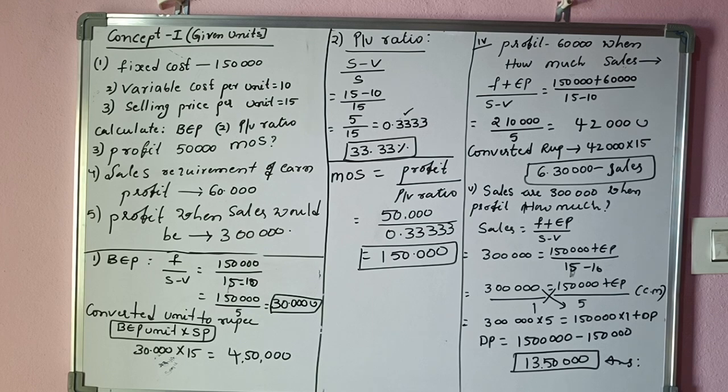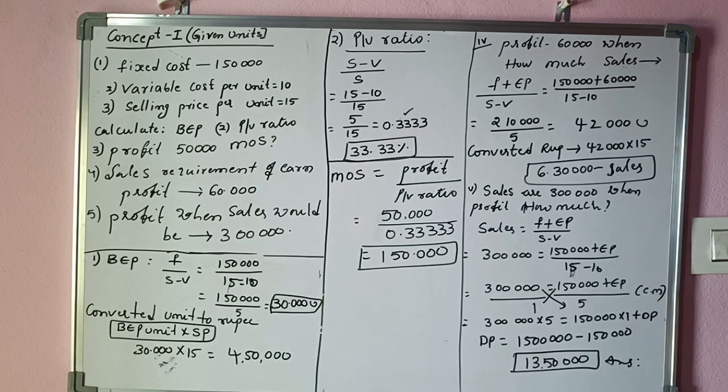The second one, PV ratio. The PV ratio formula is S minus V by S. So this formula is suitable for the PV ratio. Using the formula, S is 15 rupees and V is 10 rupees. S minus V, 15 minus 10 by 15, 5 by 15 is equal to 0.3333. So the PV ratio finally is 33.33%.